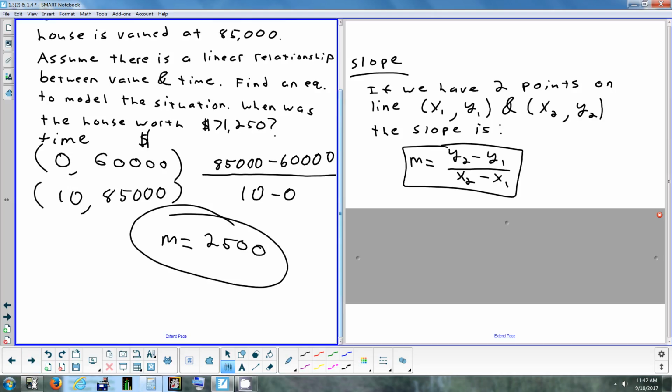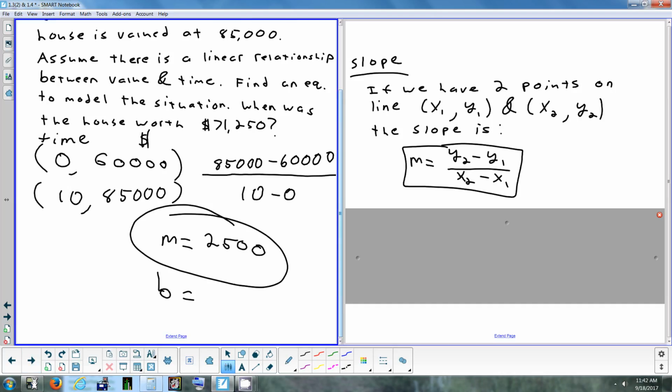What does that slope mean in this problem? What is 2,500 compared to the house and the time passing? Yep. That's $2,500 for every year. It's the rate of change in the value of the house. It's going up $2,500 every year. All right, so we've got our M.